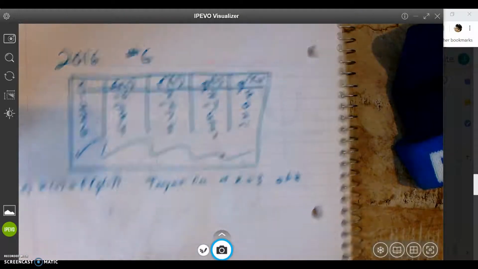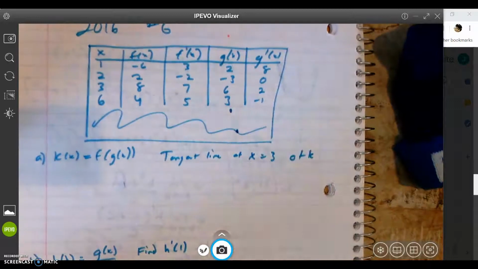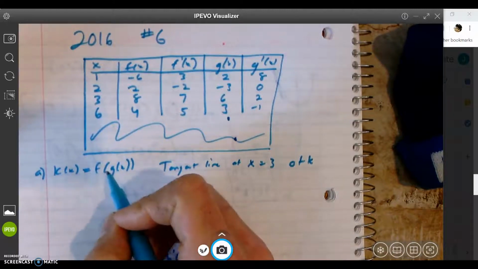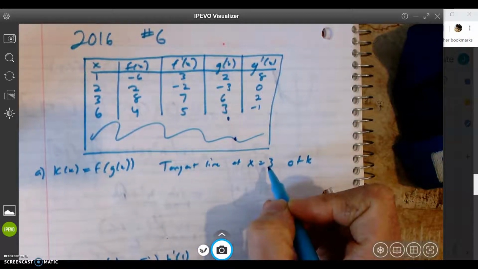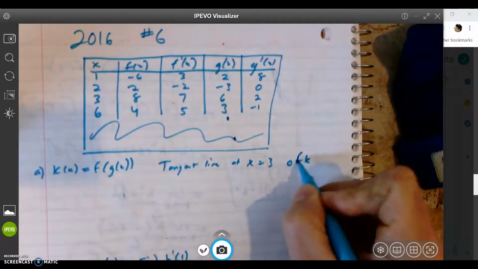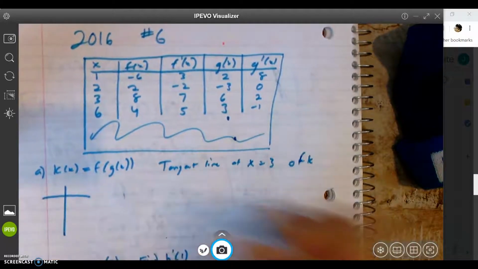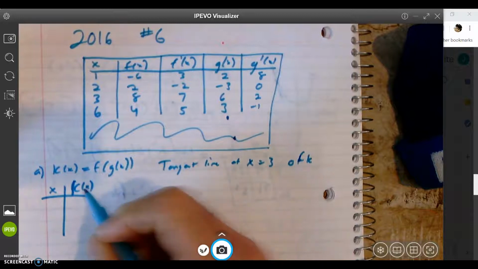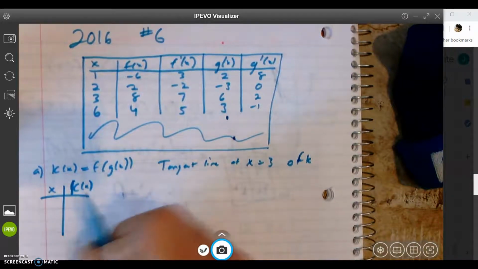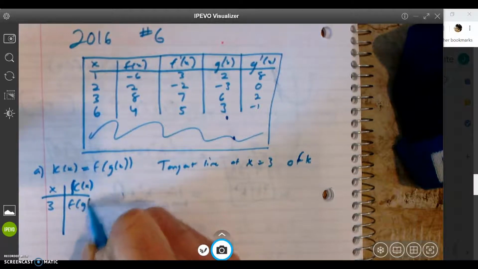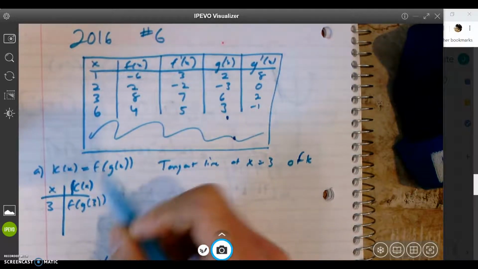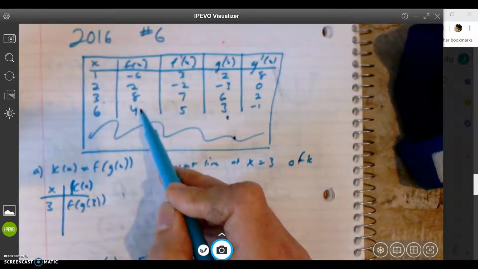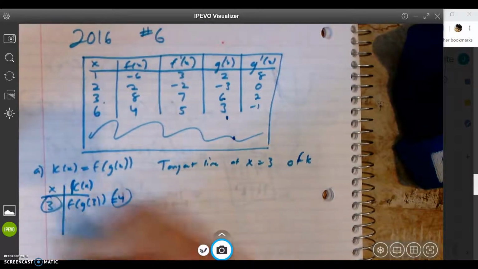Cool. All right, let's see what I did. Sorry, I drew the box a little big, so I had to do a little scratch out. So, part A, K of X equals F of G of X. I want the tangent line at X equals 3 of K. For a tangent line, you need a point first, and then you need slope, because it's in point slope form. X is 3, so K of 3 is F of G of 3. G of 3 is 6, F of 6 is 4. So (3, 4) is your point.